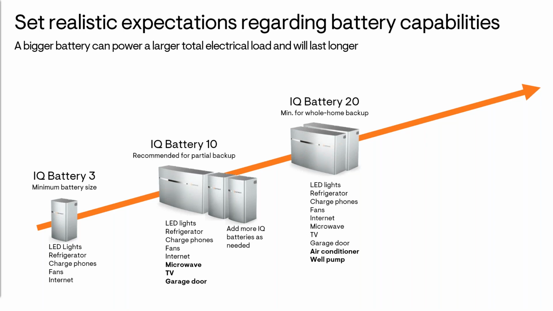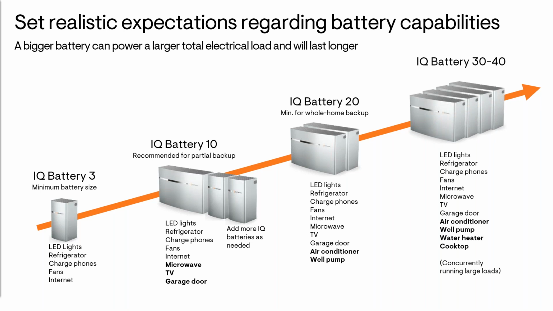For whole home backup, or if any large electrical appliances require backup power, at least 2 IQ Battery 10s should be installed. A large electrical appliance is one that connects to a 30 to 50 amp double pole circuit breaker. Typical examples, again, are air conditioners, pumps, most electric kitchen appliances also, like electric ranges, electric ovens, electric water heaters, etc. If more than one large electrical appliance must operate concurrently, then 3 or 4 IQ Battery 10s should be installed. We recommend using the Enphase System Planner. This is a free application available on our website when sizing a battery system to ensure it's going to perform as expected.